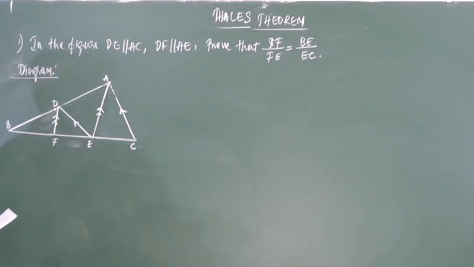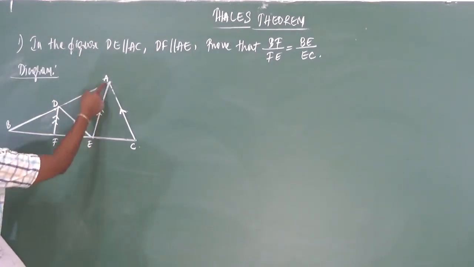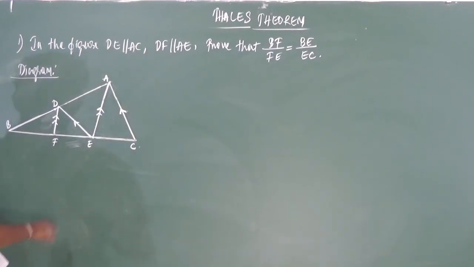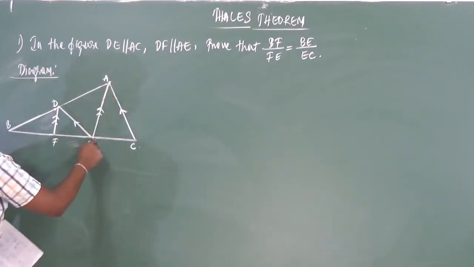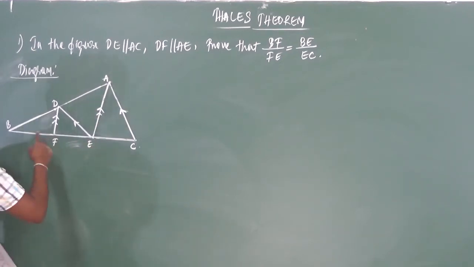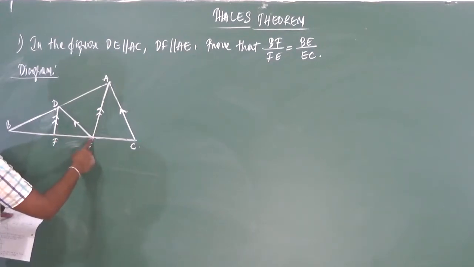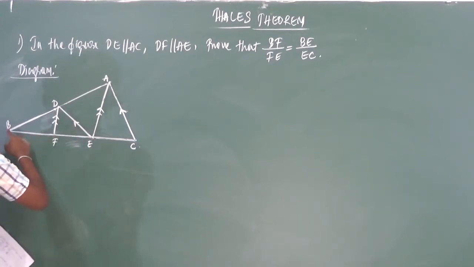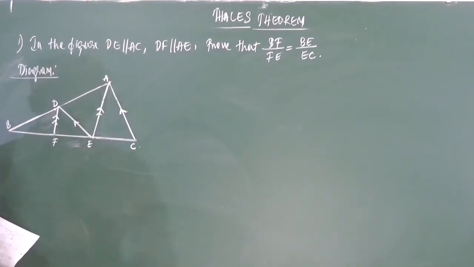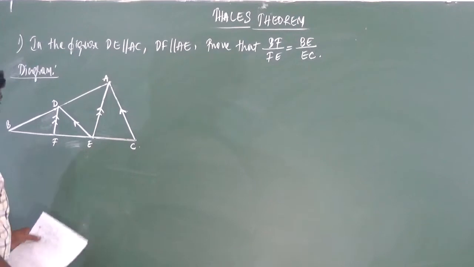So this is the given diagram. In the figure, DE is parallel to AC, right? And then DF is parallel to AE, right? So prove that BF by FE is equal to BE by EC. You have to prove that. Okay, we'll go with this.